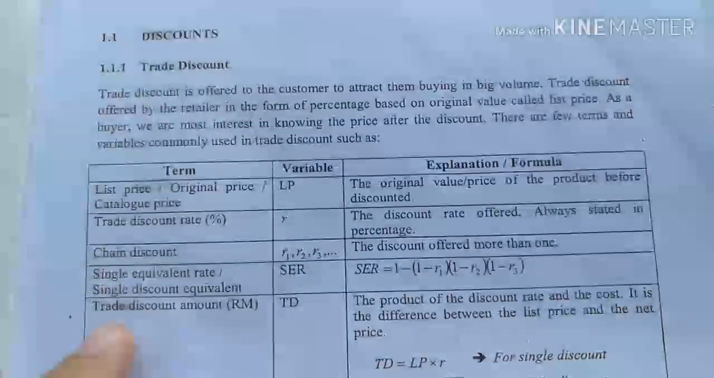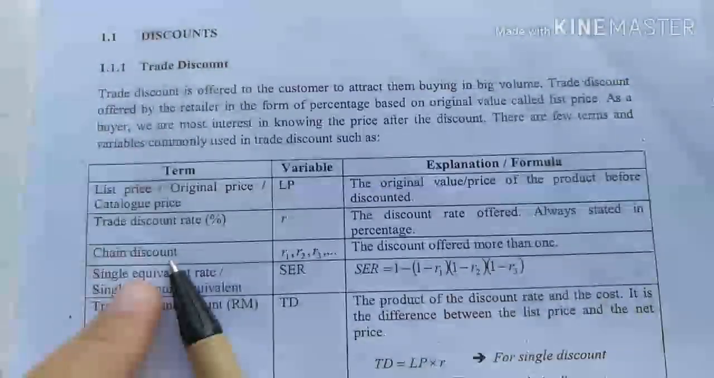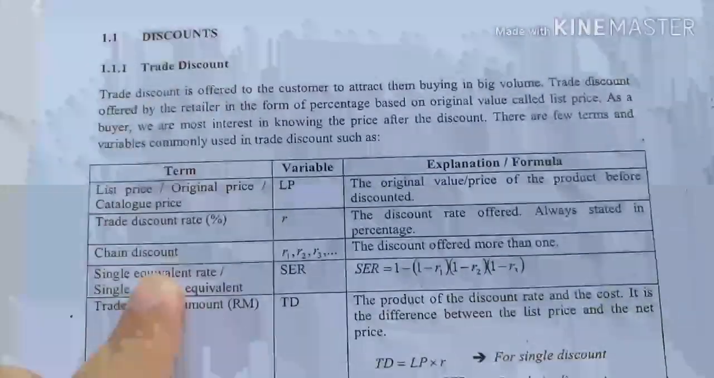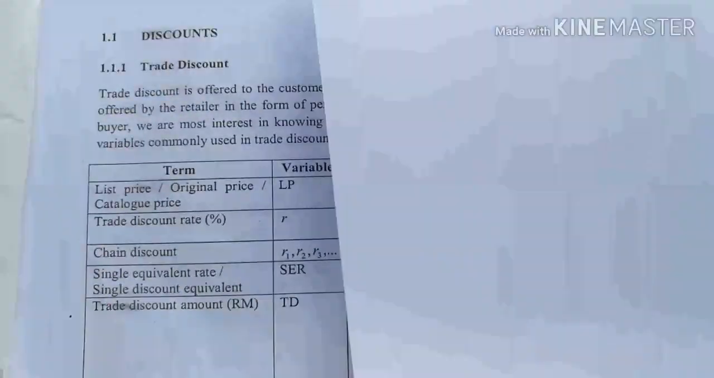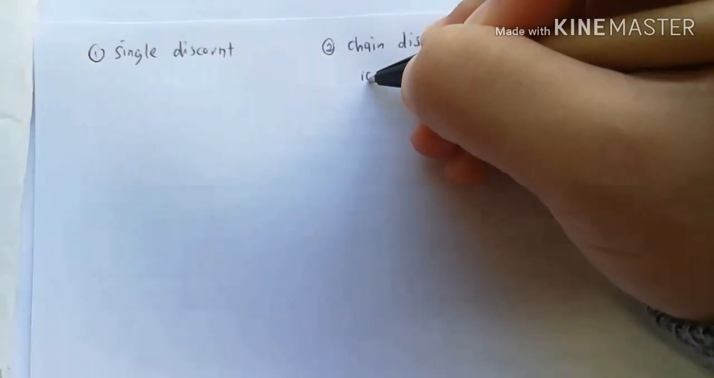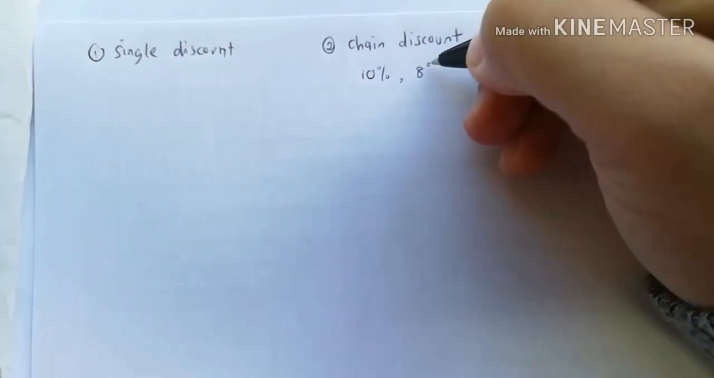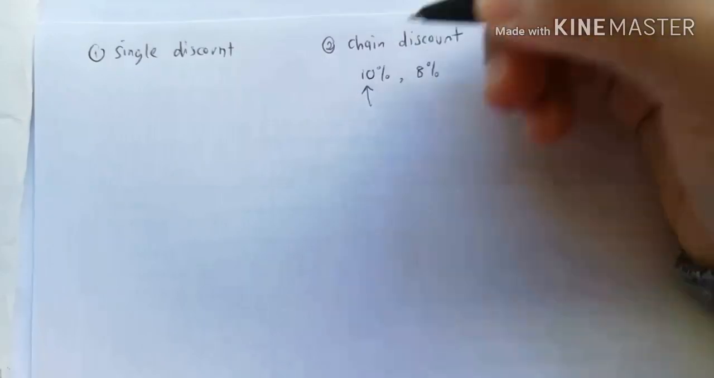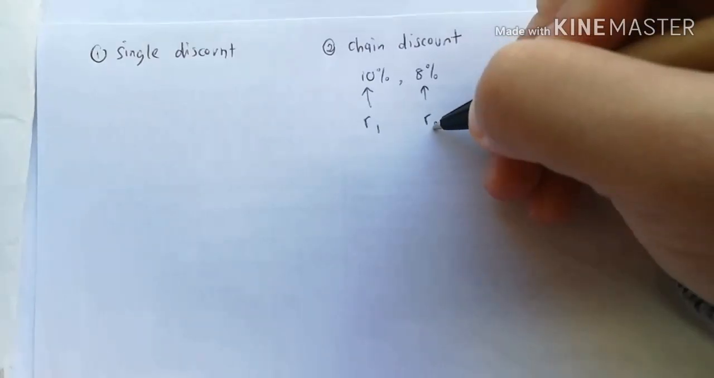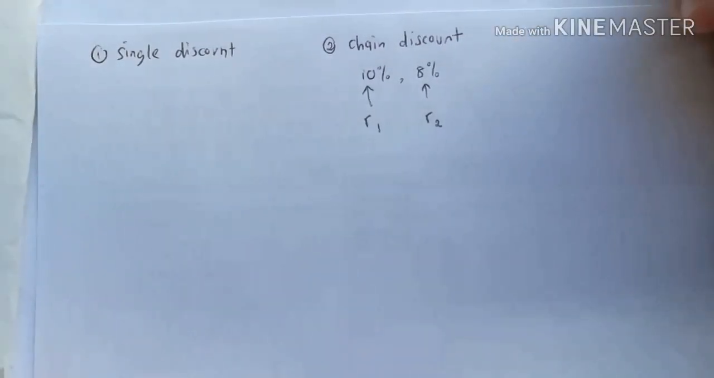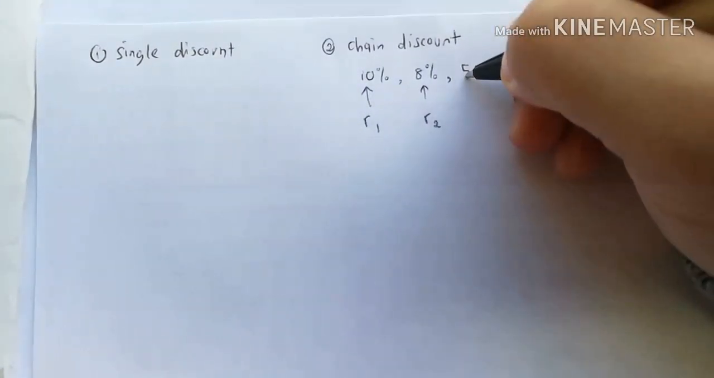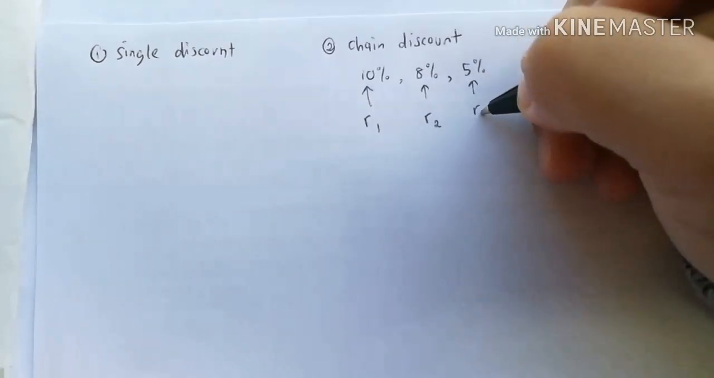Okay, so that is the reason why we have the next term, which is the chain discount, which means more than 1 discount offered. So in this case, if you have more than 1 discount rate offered, for example, the first discount offered is 10% and then followed by 8%. So this is our first discount rate, our R1, and this is our second discount rate, our R2. Okay, and let's say if you have more than 2 discounts offered, maybe the third discount offered is 5%. So this is actually our R3.